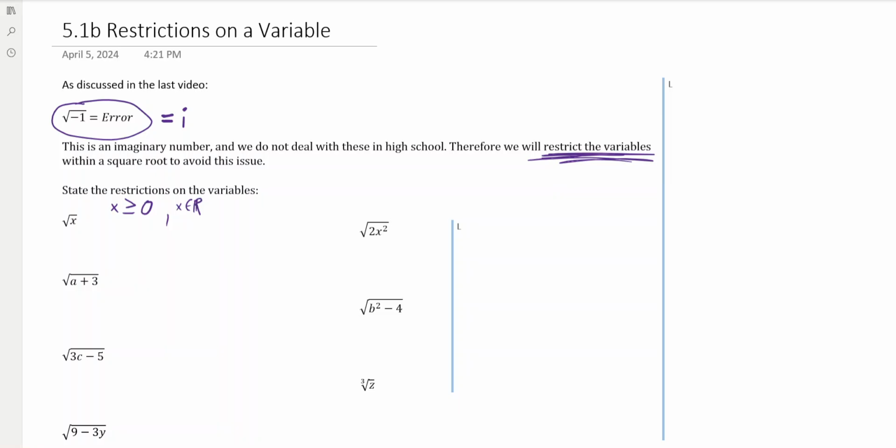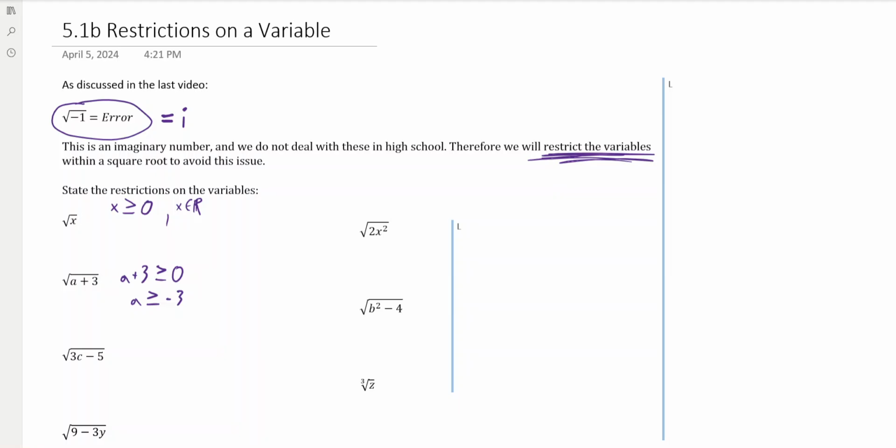Okay, and then the second one is a little bit more complicated. a plus 3 is going to give us a value bigger than or equal to 0. Now we need to solve for a, though. We want to put a restriction on the variable, not a restriction on the variable and numbers. So now we do some opposite operations. So we move the plus 3 over by doing minus 3. So a must be greater than or equal to -3.